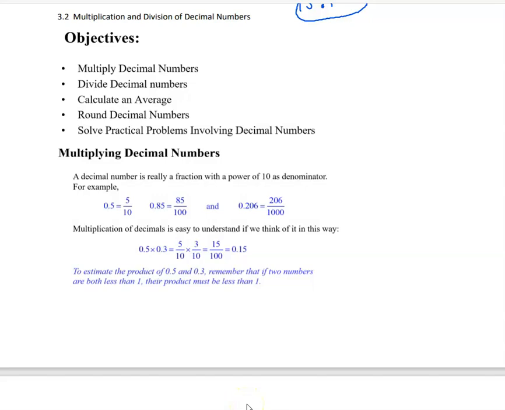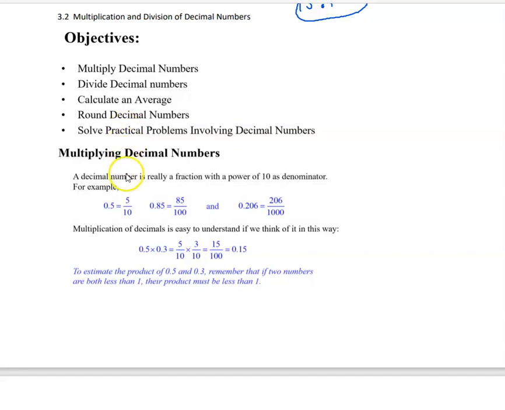Okay, so this is section 3.2, multiplication and division of decimal numbers. And so our objectives are: multiply decimal numbers, divide decimal numbers, calculate an average, round decimal numbers, and solve practical problems involving decimal numbers.